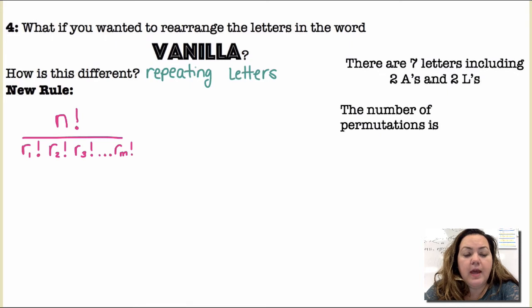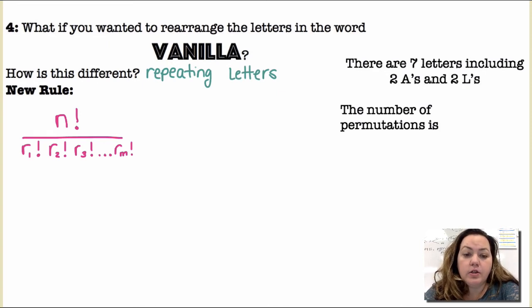Our new rule would be n factorial, where n stands for the number of things, so in this case, letters, divided by repeating letter 1 factorial, repeating letter 2 factorial, repeating letter 3 factorial, and so on. And r would be the number of times that letter repeats. So A repeats twice would be 2 factorial. L repeats twice would be 2 factorial.